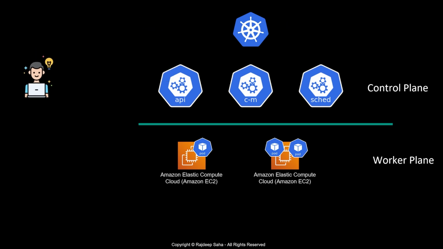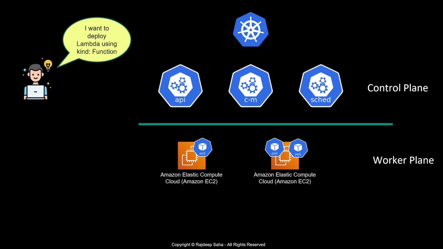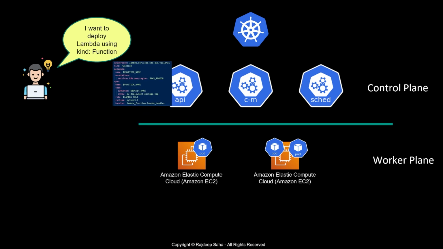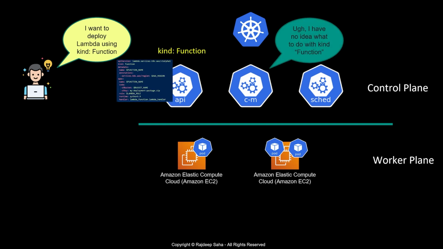Now, what if you say, I really like this Kubernetes thing, I want to deploy an object like Lambda using kind: function. So this is your manifest file where the kind is function. You submit this and it goes to the API server, but the controller has no idea what to do with this kind function because this object type function does not come with default Kubernetes. It is a custom object.